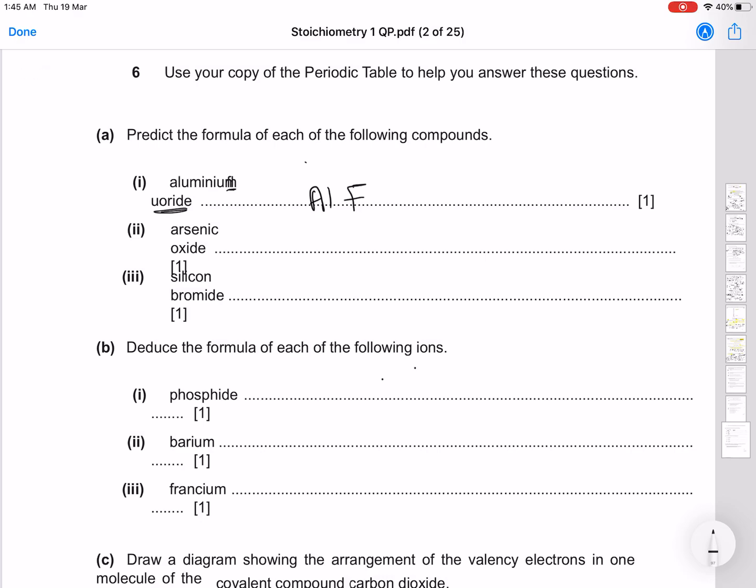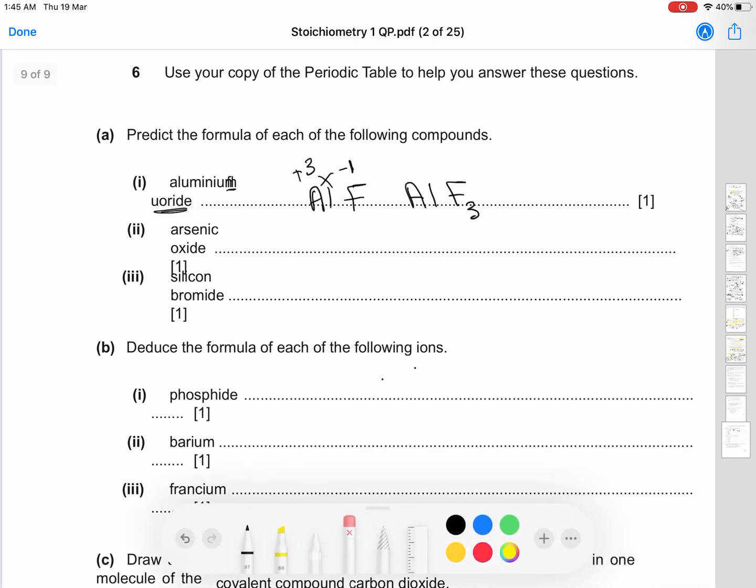Aluminium is in group 3, the oxidation number is +3. Fluoride is in group 7, so -1. Just do the cross multiplication thing, so it should be AlF3. And you know what? I would remove this in the exam, because this one is more than enough.